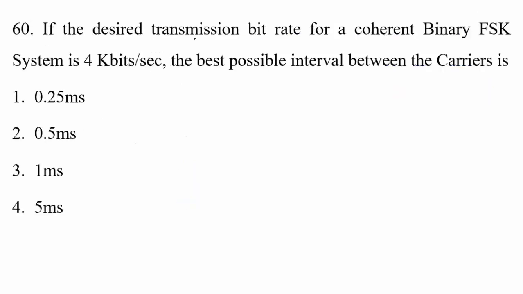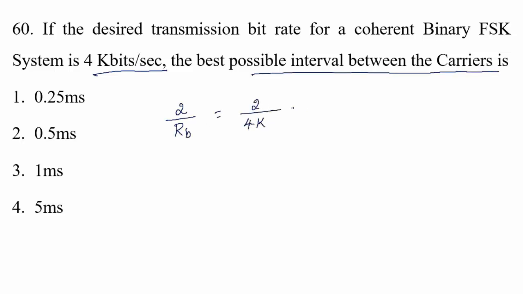60th question, if the desired transmission bitrate for a coherent binary FSK system is 4 kilobits per second, the best possible interval between the carriers is they are asking. So it is given by 2 divided by RB, which equals 2 divided by 4 kilo. So you will be getting 0.5 millisecond. So for this, the corresponding option is option 2.